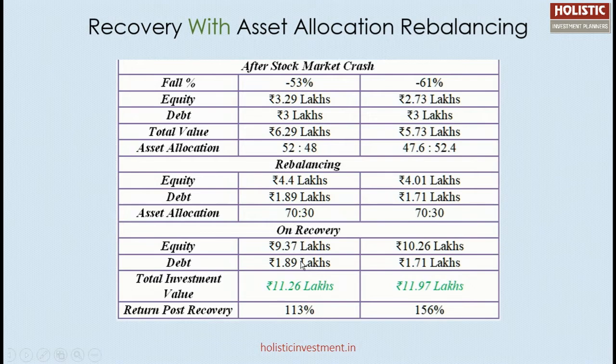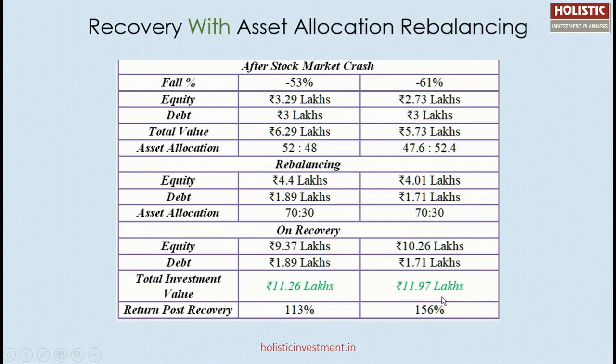Likewise, in the global financial crisis we had after the crash, 2.73 lakhs in equity and 3 lakhs in debt. After rebalancing, the equity is increased to 4.01 lakhs and debt to 1.71 lakhs, that is to 70-30 asset allocation ratio. On recovery, the equity investment has recovered to 10.26 lakhs. Debt investment is at 1.71 lakhs. The total investment value has recovered to 11.97 lakhs.